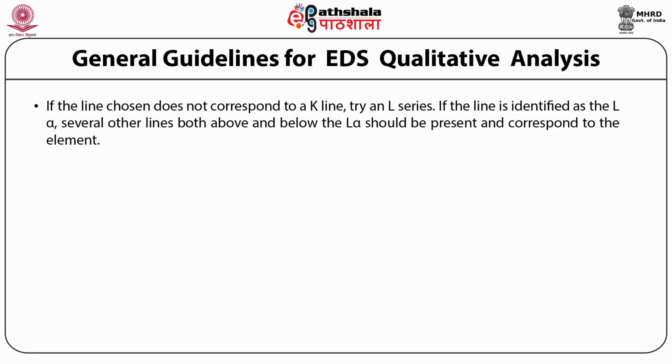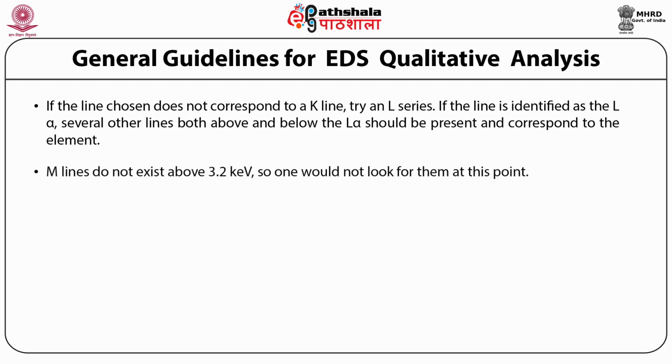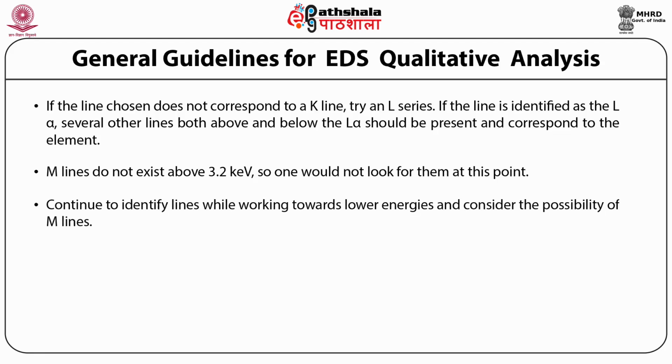If the line is identified as the L alpha, several other lines both above and below the L alpha should be present and correspond to the element. The EDX system should be able to display them at their correct relative intensities. M lines do not exist above 3.2 kilo electron volt, so one would not look for them at this point. Then continue to identify lines while working towards lower energies and consider the possibility of M lines.